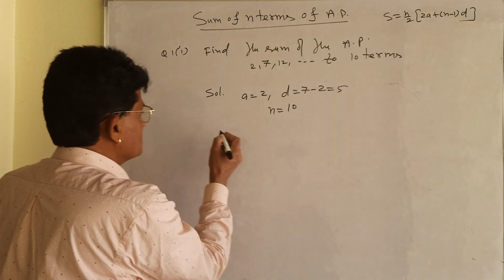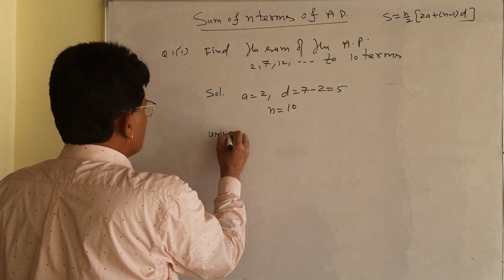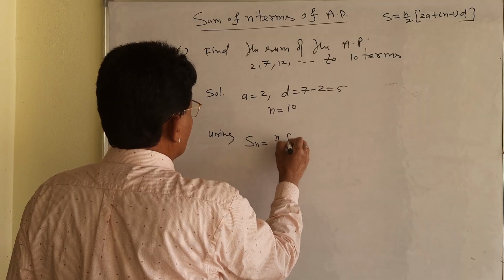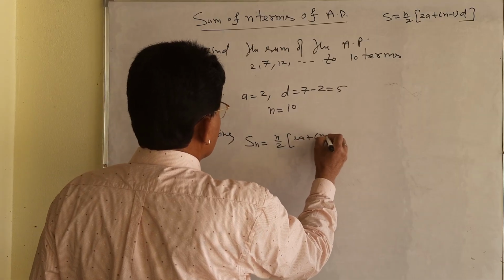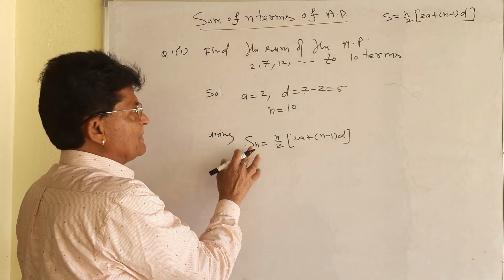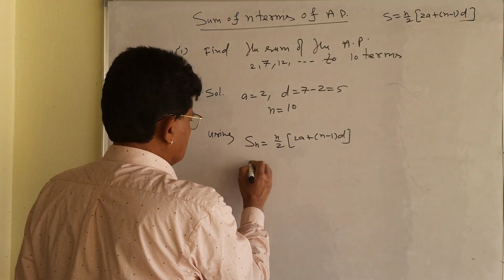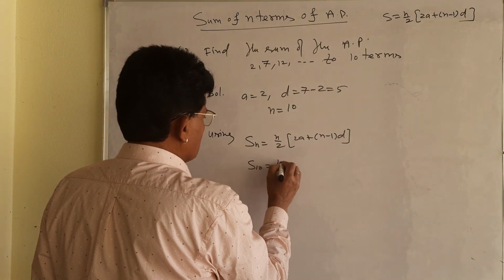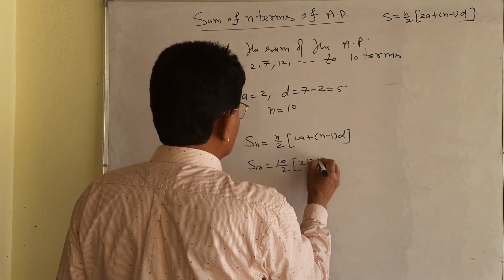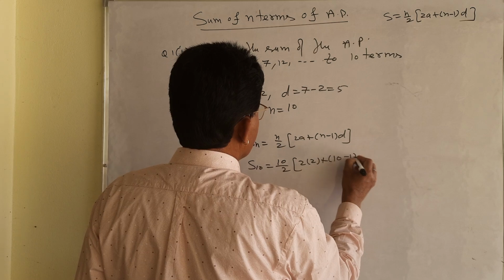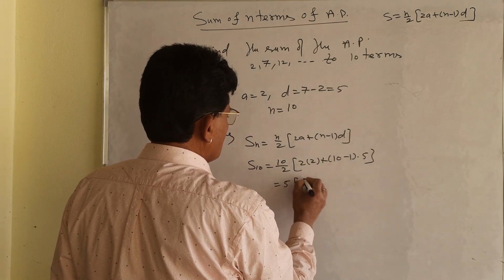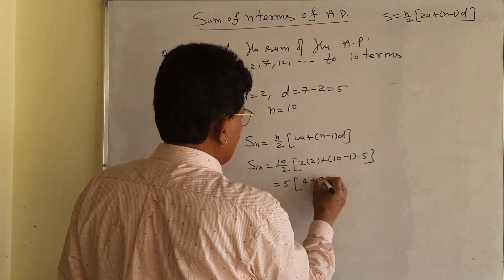Sn will be equal to n upon 2 times 2a plus n minus 1 into d. Sn means sum of n terms. In place of n you will write 10 terms, sum of 10 terms. 10 by 2, 2a: in place of a you write 2, plus 10 minus 1, and d is 5. So this is 4 plus 9 into 5.